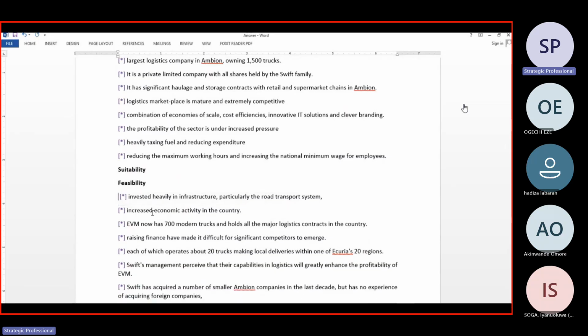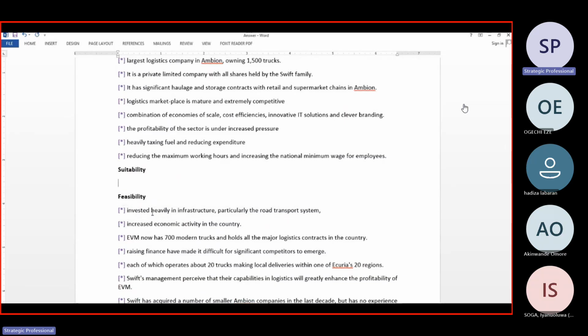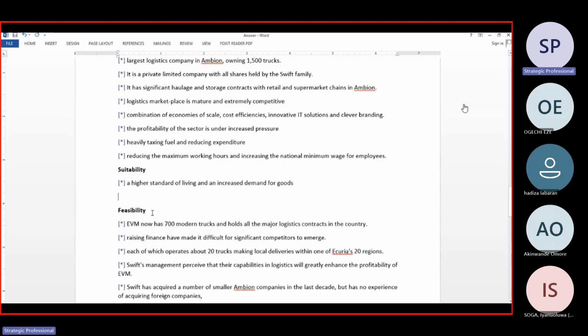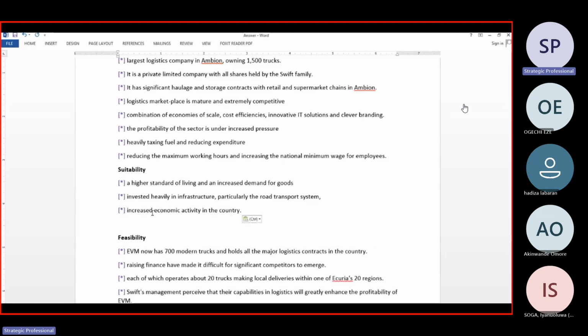It is suitable. Yes, we can handle a large amount of transport. The government seems to be investing a lot in road transport, and this would increase economic activity. That is actually a general point, but still it is a very suitable acquisition if the government is helping us to achieve an increased profitable goal.